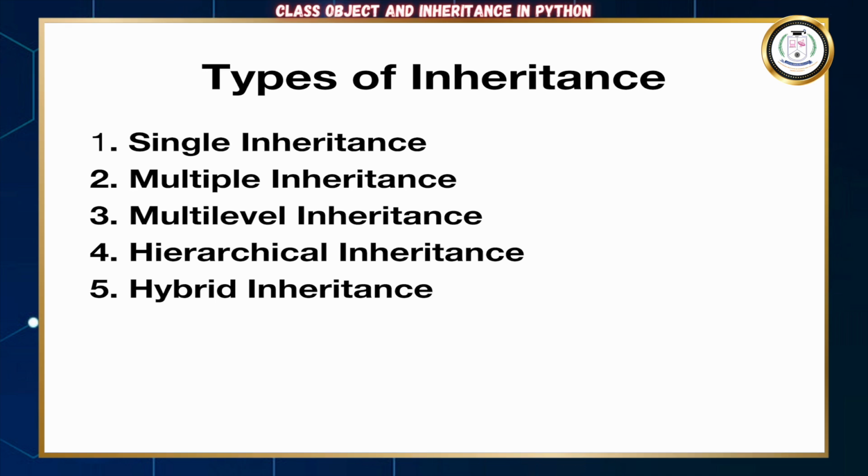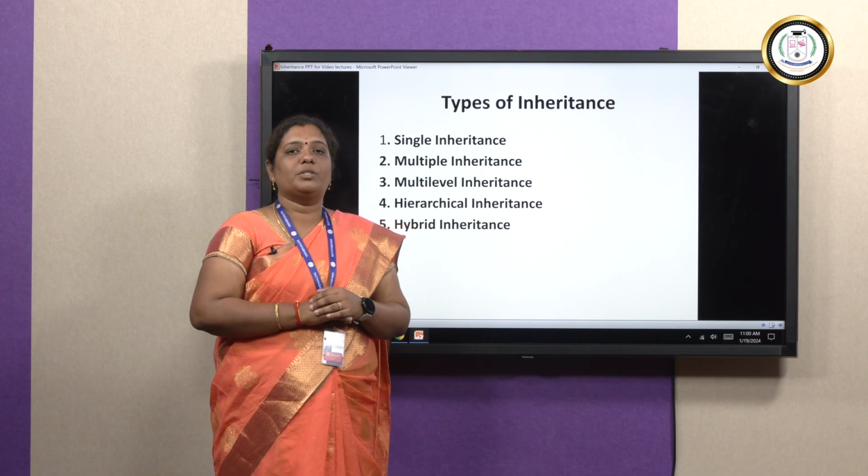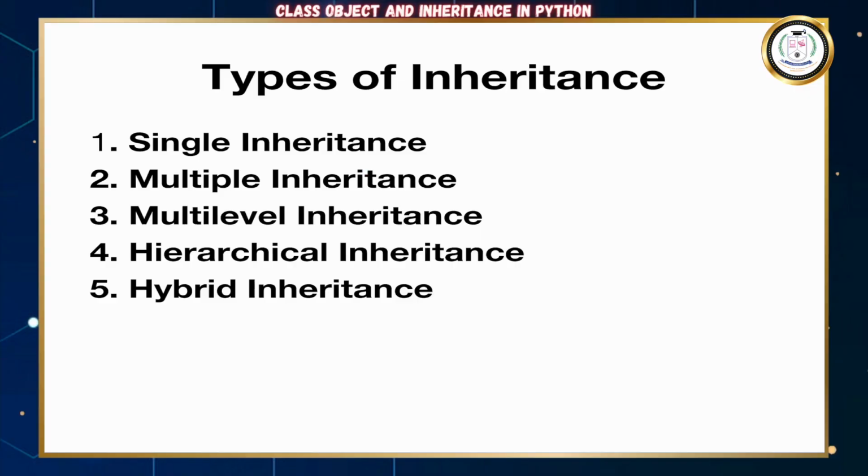Next one, what are all the types of inheritance? There are 5 types of inheritance. First one is single inheritance, multiple inheritance, multi-level inheritance, hybrid inheritance and then hierarchical inheritance. We will see them one by one.